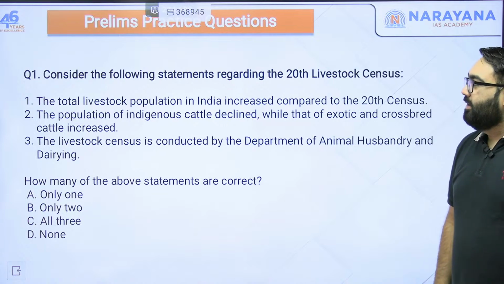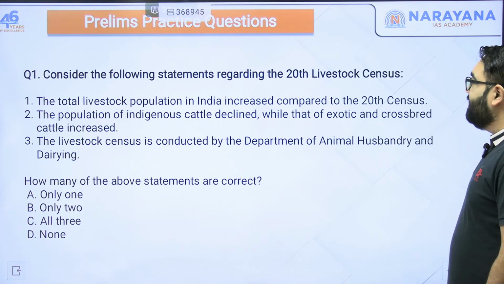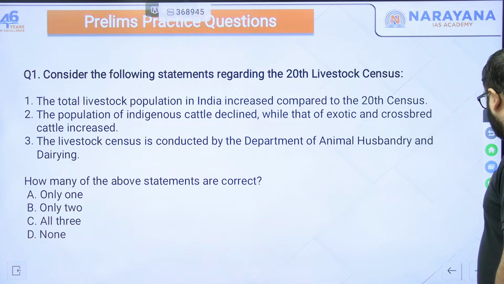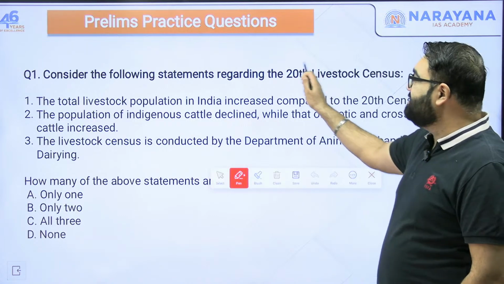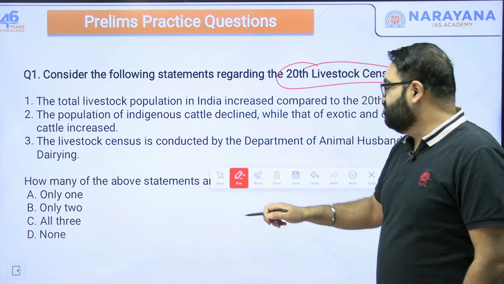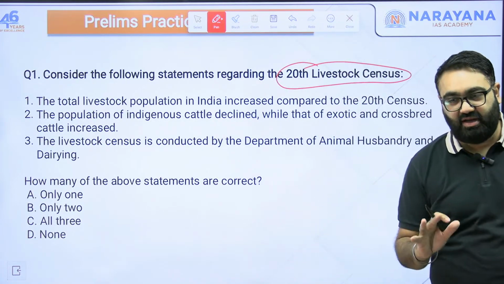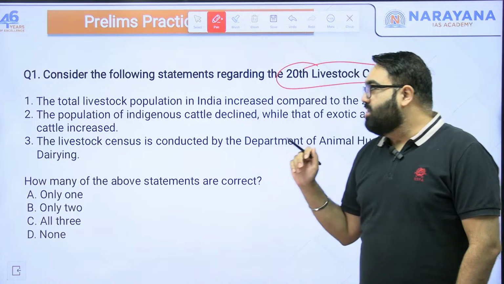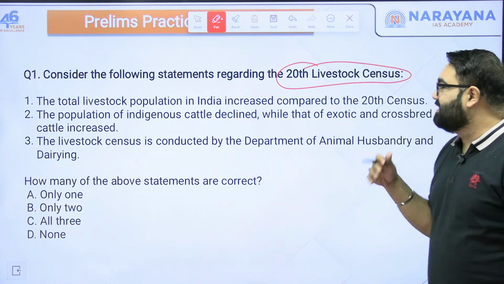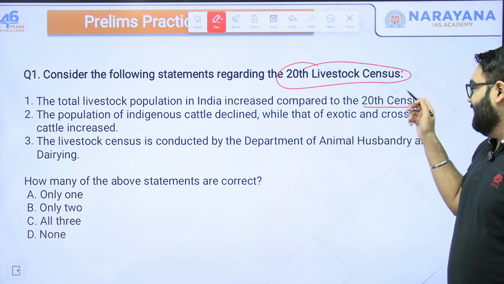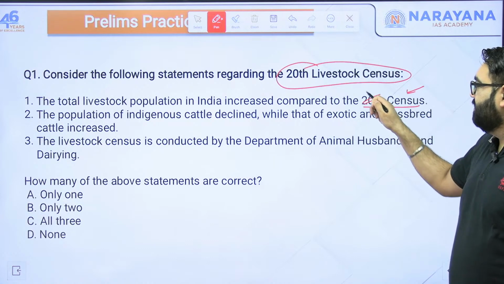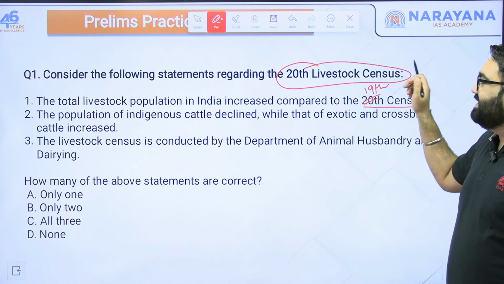All right. Consider the following statements regarding the 20th livestock census. What did I tell you? 20th livestock census means the last one whose data is out. 21st is the latest one, but their data has not been released completely. The total livestock population in India increased compared to 20th census. Yes, that is correct. It should be 19th rather. Compared to 19th census, it has increased.